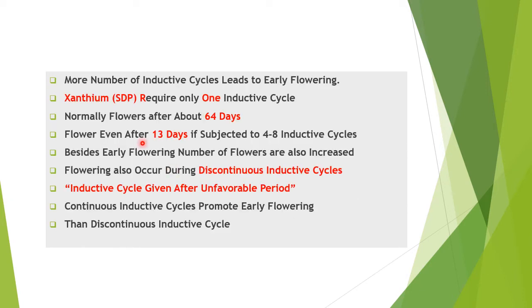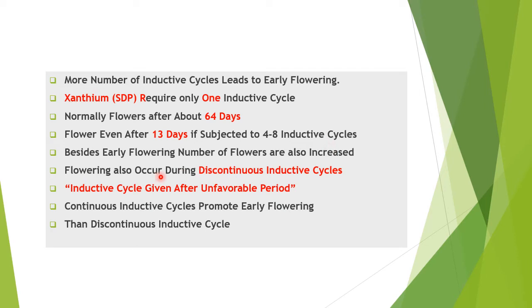And now experiments have been done. If more inductive cycles are given, it leads to early flowering. Xanthium is a short day plant, requires only 1 inductive cycle as we have seen, but it normally flowers after 64 days. It flowers even after 13 days if subjected to 4 to 8 inductive cycles. So as you increase the inductive cycles, there is a shortening in the flowering response. Besides early flowering, the number of flowers is also increased.